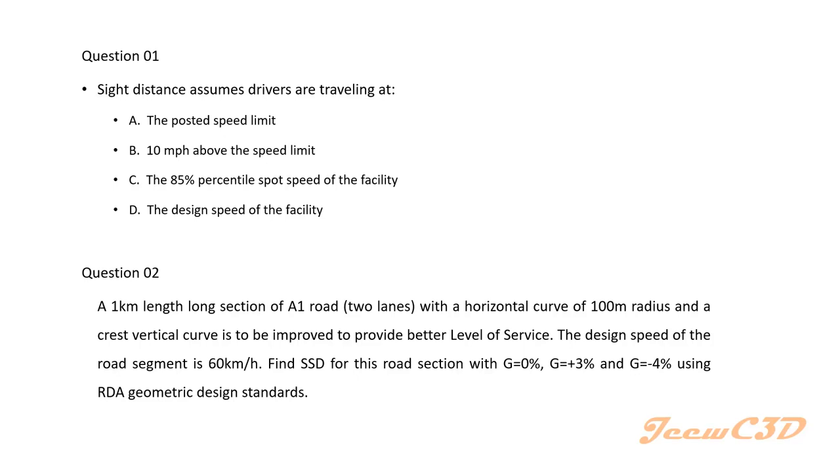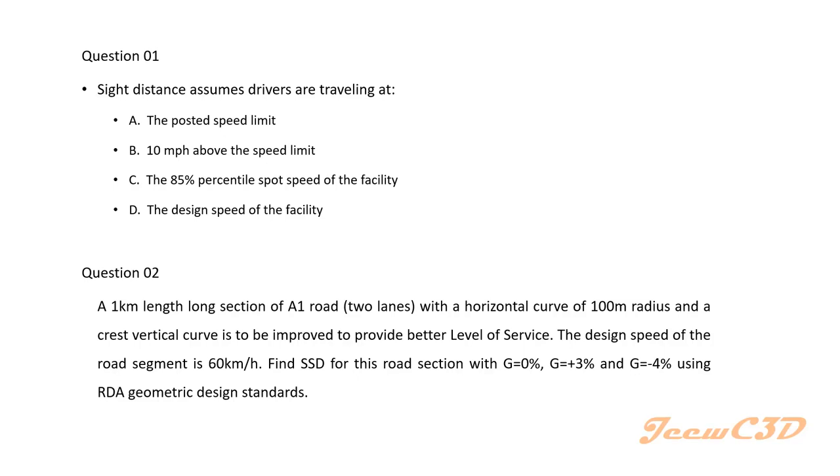Then we have a second question. In that question, you have to calculate stopping side distance under three grades of the road. So your road grade will be flat grade, 0, 3% upward gradient, and minus 4%, or 4% downward gradient. You have to do this calculation by yourself. I will be discussing it at a later time. So that is about stopping side distance and side distance.